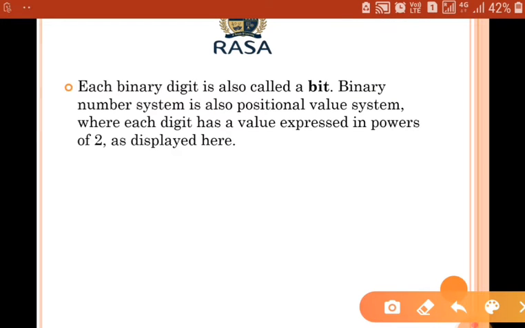Binary digit is also called bit. क्या कहते हैं हम? बिट कहते हैं. जो भी बाइनरी डिजिट होती है उसको हम बिट कहते हैं और इसकी जो मेमोरी कैलकुलेशन होती है वो भी बिट की फॉर्म में होती है.